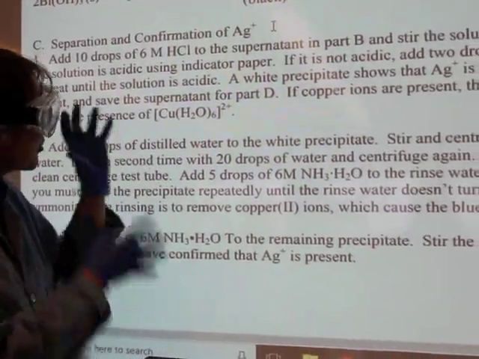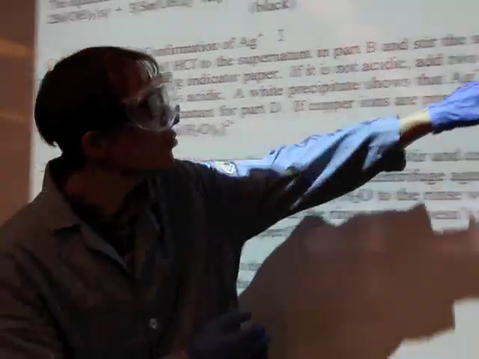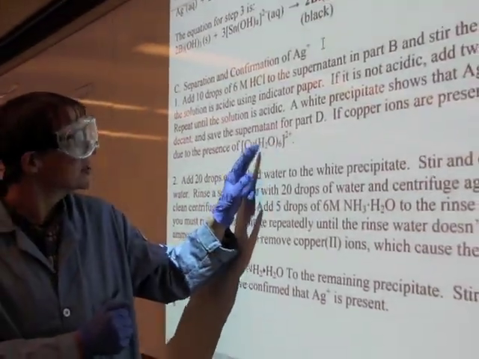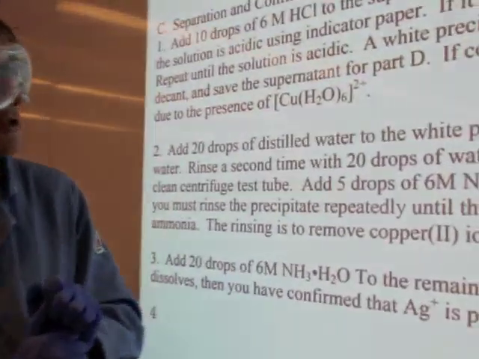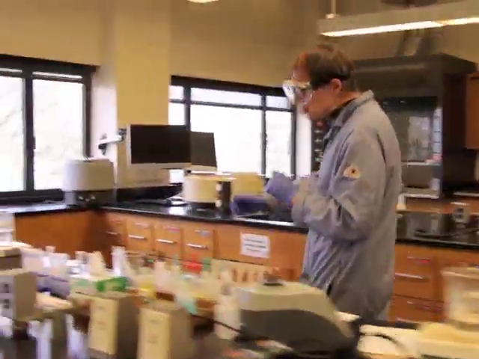But what about the copper? What if there's copper in there? Well, it turns out that if you add chloride to the copper, no reaction takes place. The copper is more attracted to water than it is to chloride, so it will stay in solution. So we're going to come back, we're going to add hydrochloric acid to that supernatant solution.